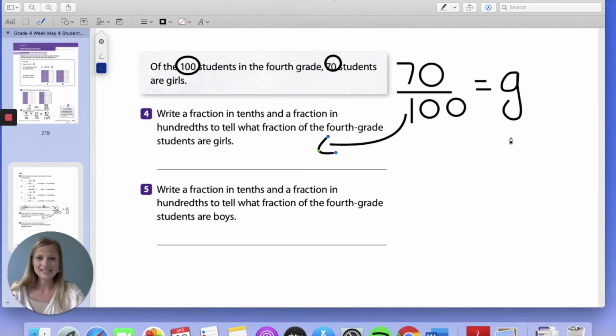7 tenths is equivalent to 70 hundredths. So I'm also going to write 7 tenths. So go ahead and do that.